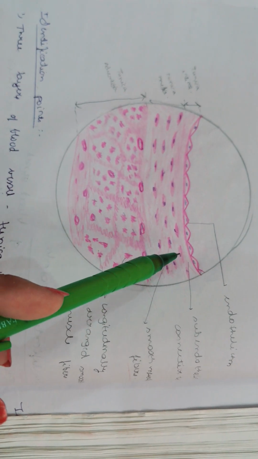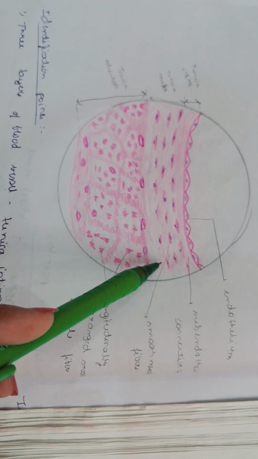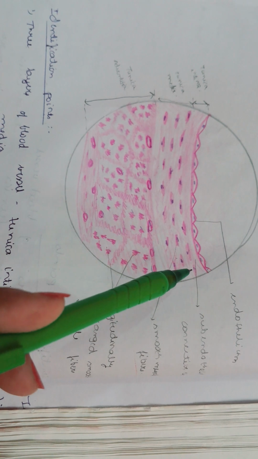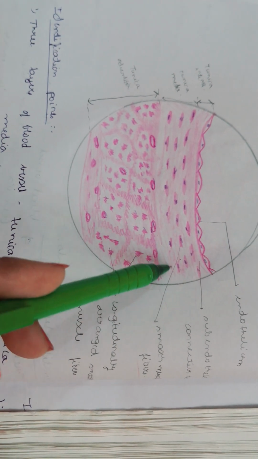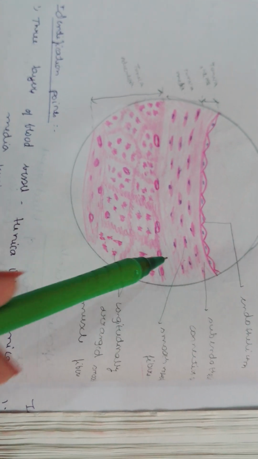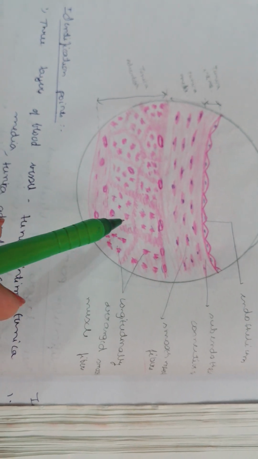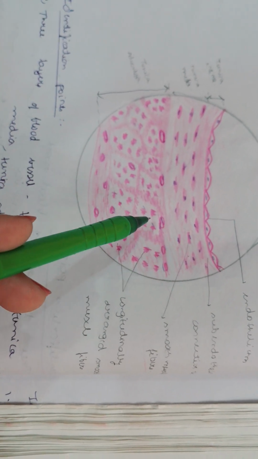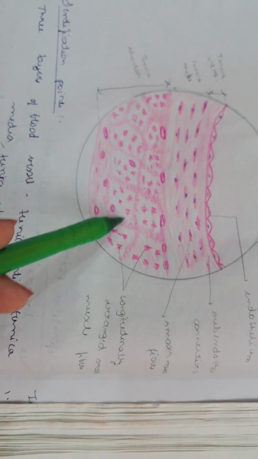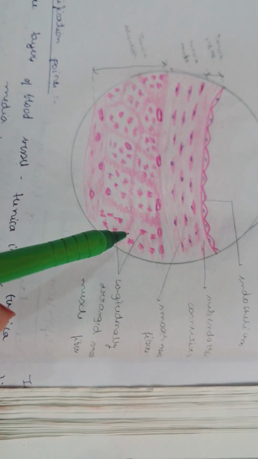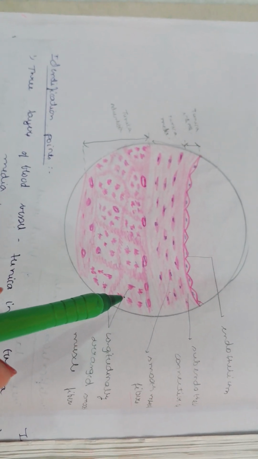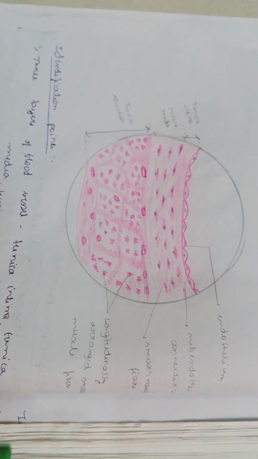Tunica media consists of few smooth muscle fibers, elastic fibers, and a large amount of collagen fibers. Tunica adventitia is the outermost thickest layer. It consists of connective tissue with collagen fibers and contains longitudinally running smooth muscle fibers. Examples include inferior vena cava, superior vena cava. Now let us see how to draw this large vein.